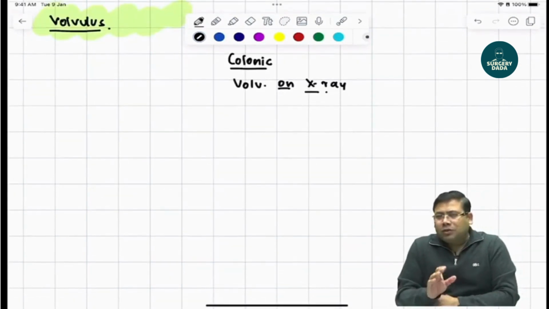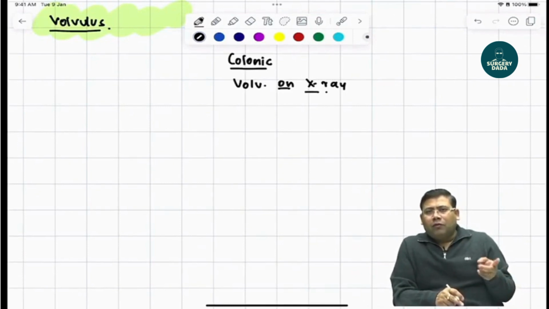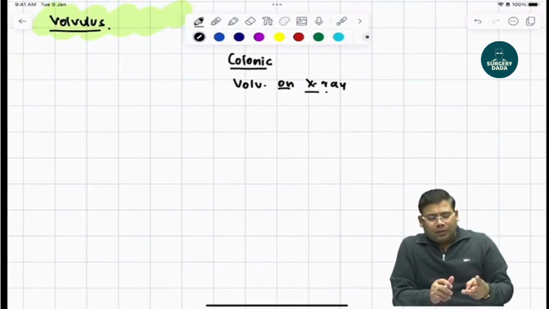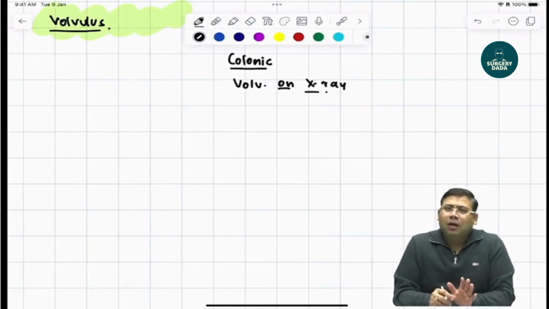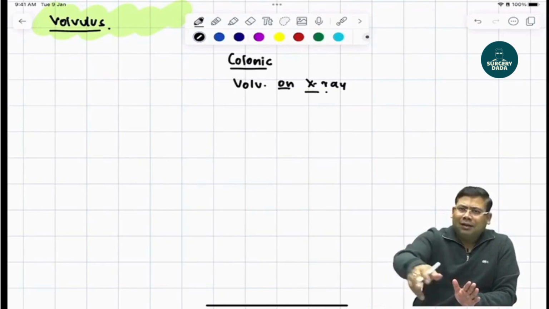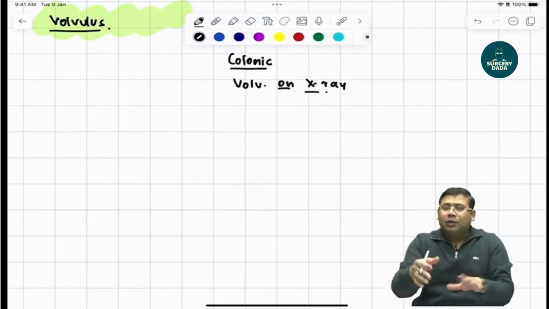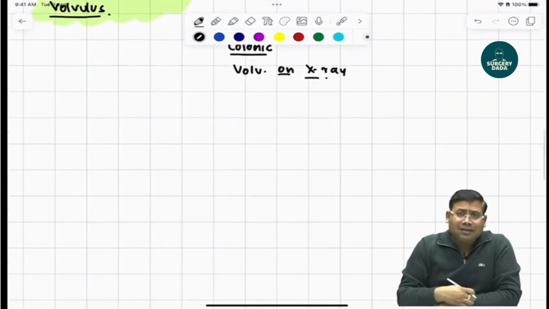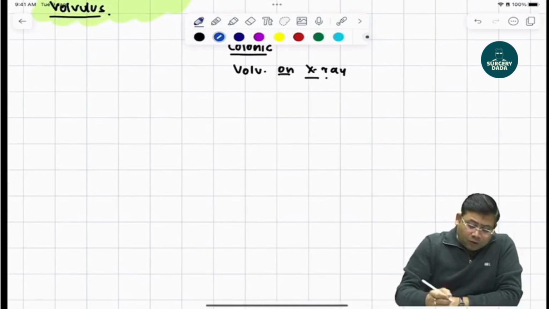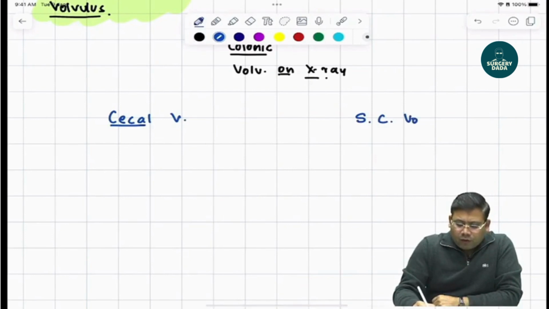So we have 2 standard volvulus, but I will discuss the third one also. So colonic volvulus, there are 3 volvulus. You must have heard about cecal volvulus, you must have heard about sigmoid volvulus. Today I will teach you the transverse colonic volvulus. In the Dadagiri series one, where recently I have completed the intestinal obstruction, I have actually taught about the transverse colonic volvulus also. Students, first I'll cover cecal volvulus versus sigmoid colon volvulus.